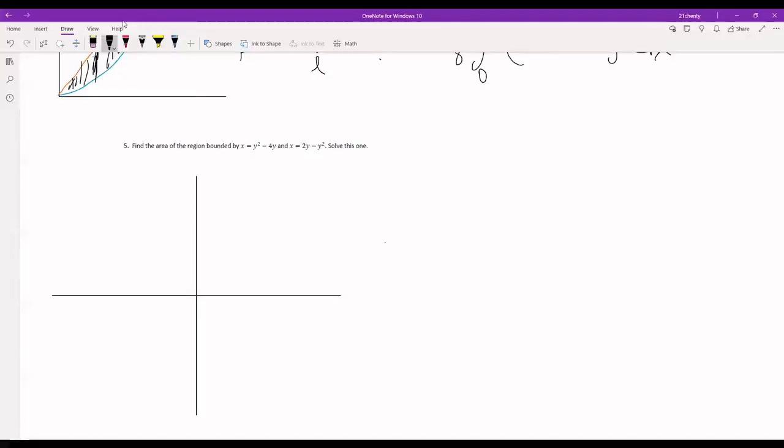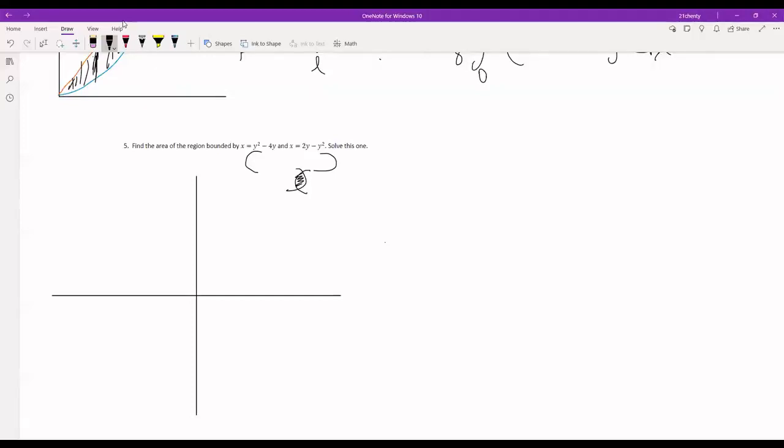So first off, these are y squared functions, which means they're parabolas, but they're horizontal parabolas, as opposed to x squared, which would be vertical parabolas. And then this is a negative y squared, which means it'll face this way. And then this positive y squared will face this way. So I'm thinking they'll intersect like this, and we're trying to find this area.